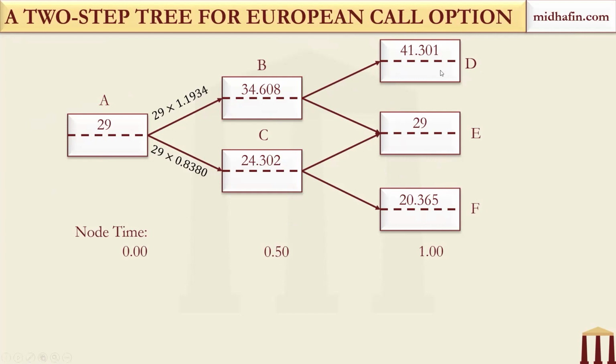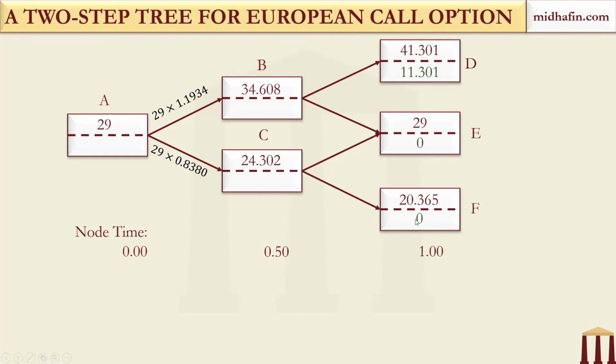So first at D, E, and F, we will find the payoff. And why is it easy? Because this is the maturity, and at maturity, I can exercise the option. So I know for certainty that if this is the price, what will be my payoff? Strike price was 30. So it is 41.301 minus 30, which is 11. Here it is 29. Again, 0, 20, 0.